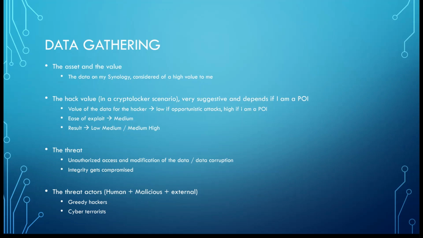But if I am a person of interest, maybe my value will get higher because he really wants me to pay the ransom. So that's maybe a little bit different. If, for example, what the hacker wants is to steal some data from you, maybe your value for him is different. Now for the ease of exploit, for example, in my architecture, I can say that it's medium. It's probably not easy to destroy my infrastructure, but it shouldn't be too hard if it's a special hacker that really wants to target me.